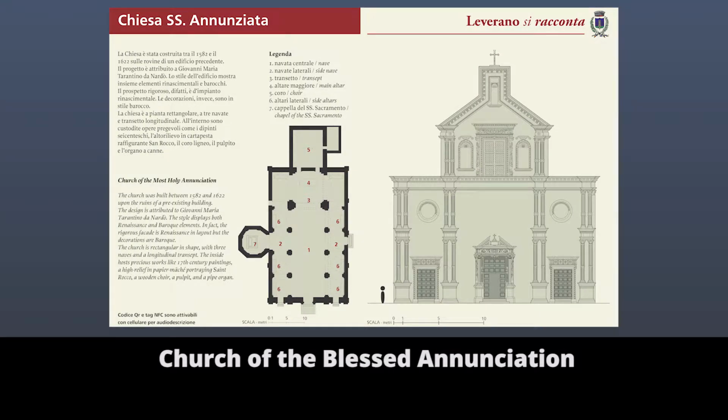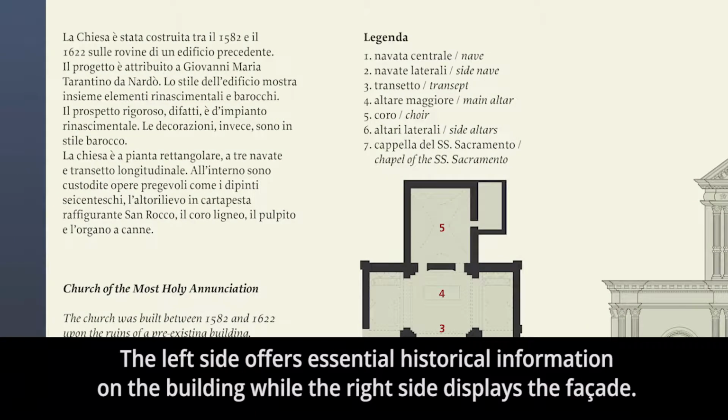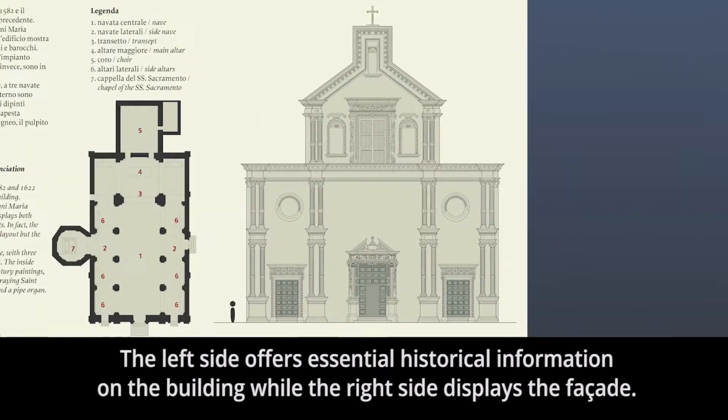Church of the Blessed Annunciation. In the central section of the panel, we find the church layout with relating key. The left side offers essential historical information on the building, while the right side displays the facade.